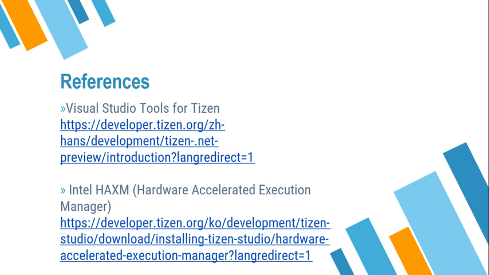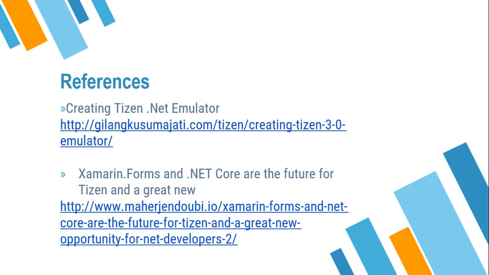Some of the references you should still look at for Tizen: you can download the software, and also Intel HAXM, Hardware Accelerated Execution Manager, where to download it, and also how to create the Tizen.NET emulator. And also the last one, about .NET Core with Tizen. It's a very good article. It shares a lot about Tizen and is very detailed. It's written by a Microsoft MVP.